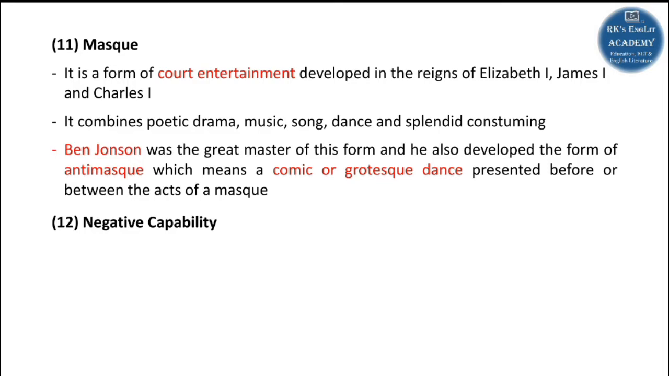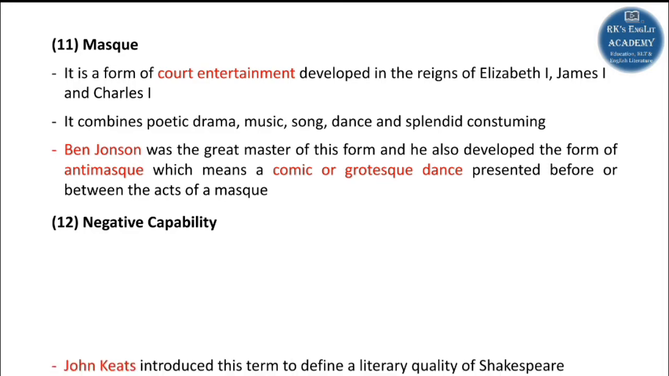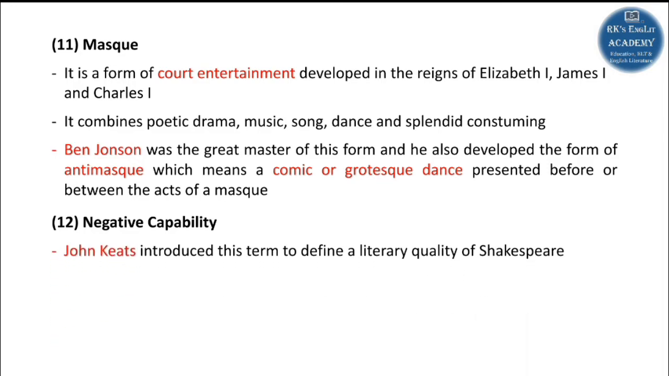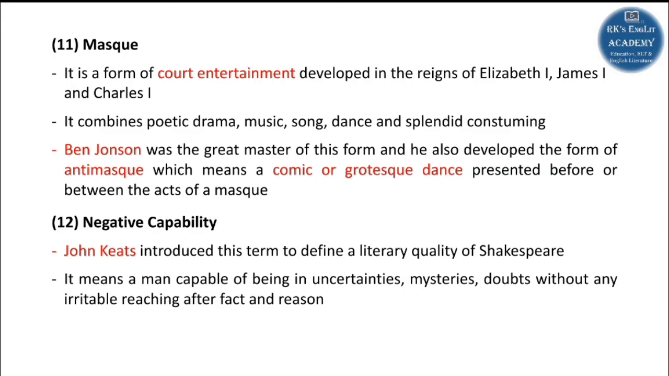Another one is negative capability. Negative capability was introduced by John Keats to define the literary quality of Shakespeare. It means a man capable of being in uncertainties, mysteries, doubts, without any irritable reaching after fact and reason.